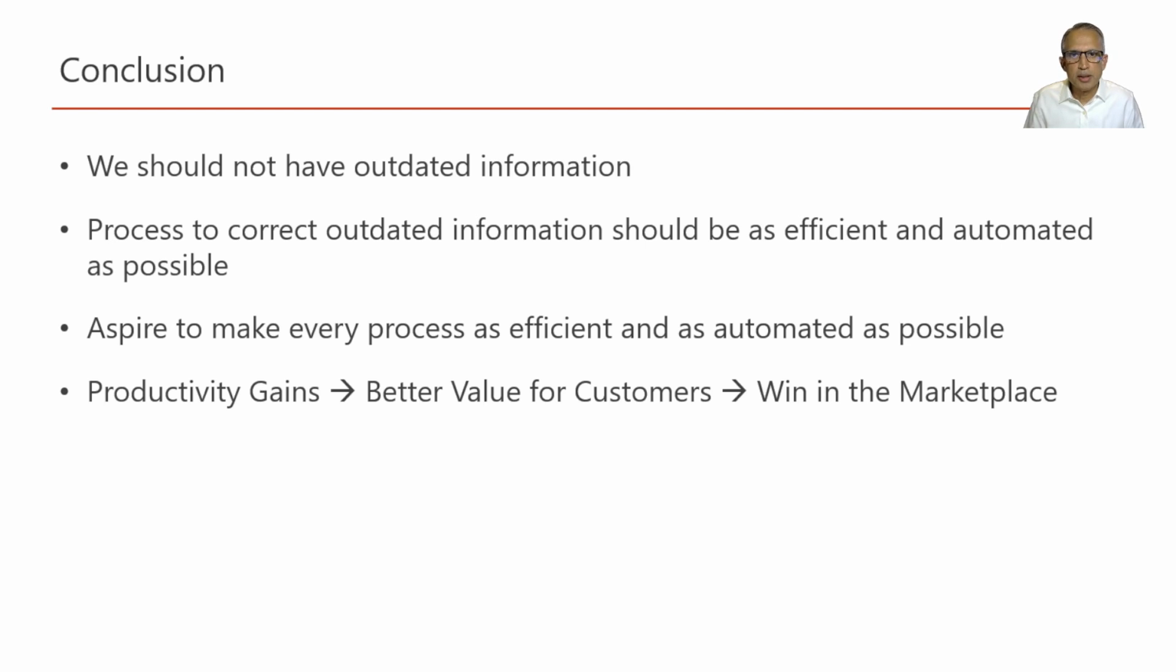So in conclusion, we should not have outdated information on a PO. The process to correct outdated information should be as efficient and as automated as possible. In fact, we should aspire to make every process as efficient and as automated as possible. Why? Because as I've said before, productivity gains achieved by efficient processes help in providing better value for our customers, which in turn will help us win in the marketplace.